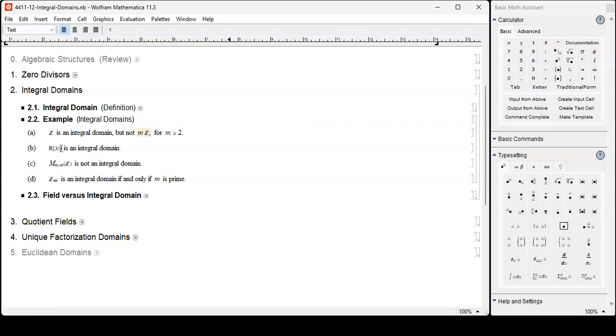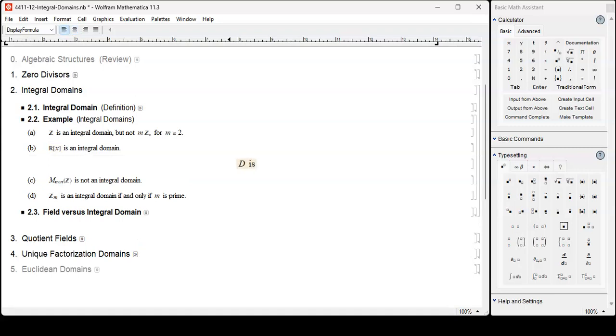Now, the polynomial ring R[x] is an integral domain. What is this? It's a ring of all polynomials of real coefficient, and it's an integral domain. And so is Q[x] or C[x] or Z[x]. As a matter of fact, we can prove this. If D is an integral domain, then the polynomial ring given by the coefficient from D is an integral domain too. So D is an integral domain, then we can prove that D[x] is an integral domain too.